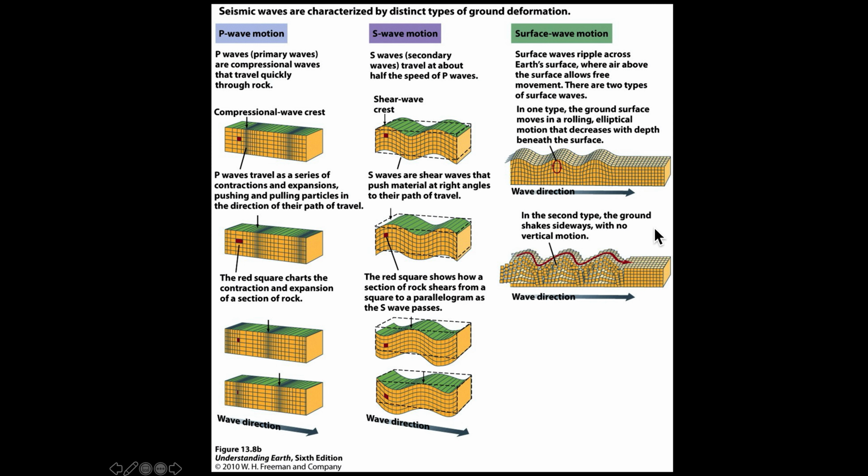In the second type, the ground shakes sideways with no vertical motion. This would be called a Love wave, whereas this would be called a Rayleigh wave, moving in elliptical motion. This is called celerity when talking about waves in an ocean or a lake.